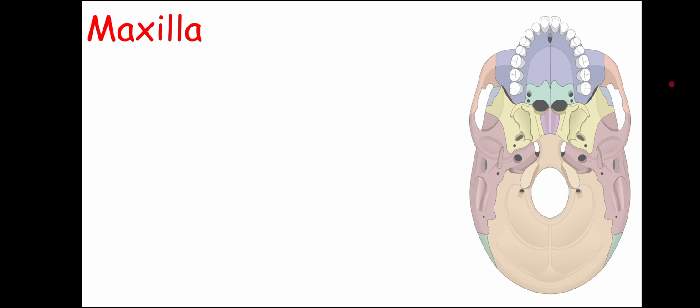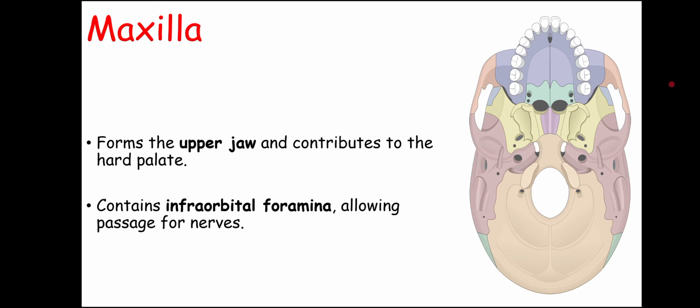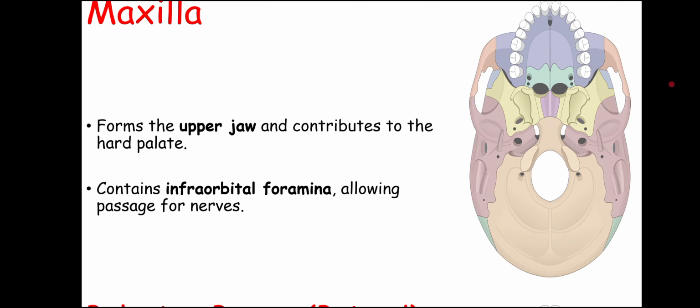The next bone we have is maxilla that forms the upper jaw and it contributes to the hard palate. It contains infraorbital foramen allowing passage for nerves.